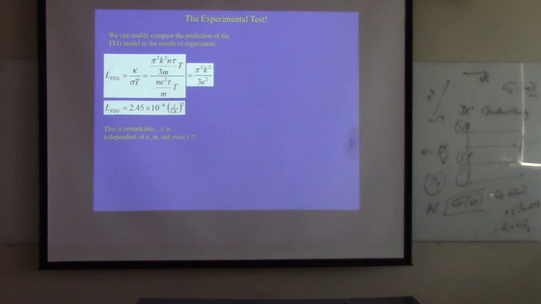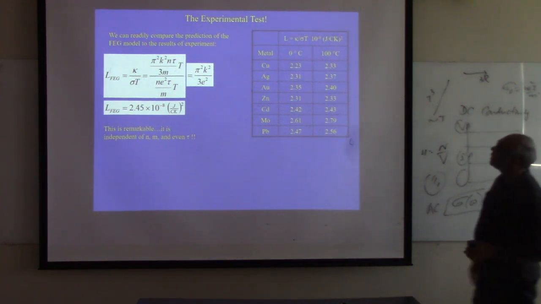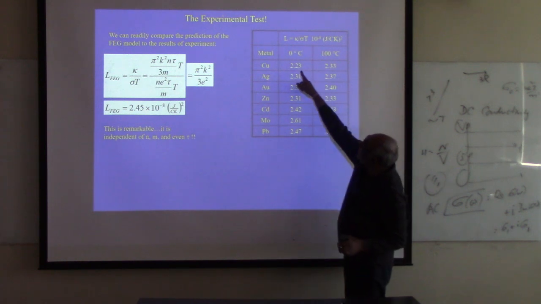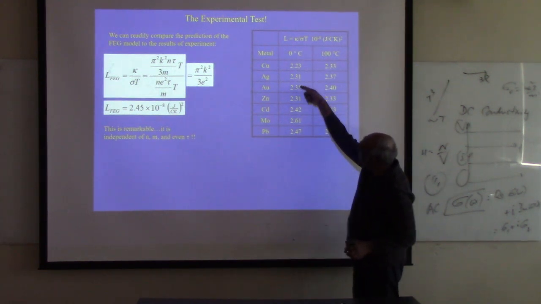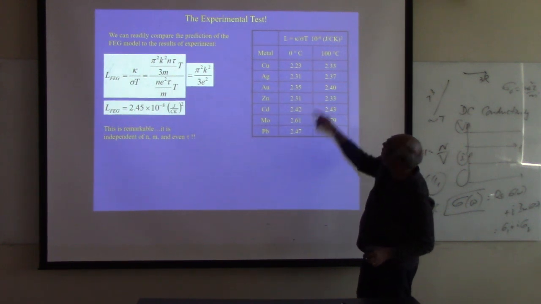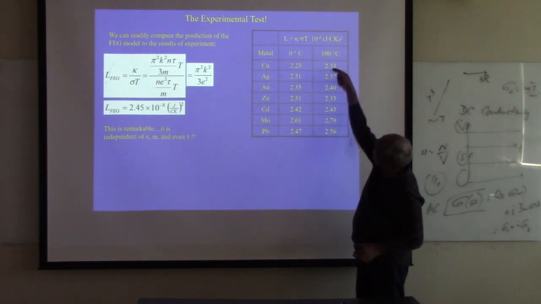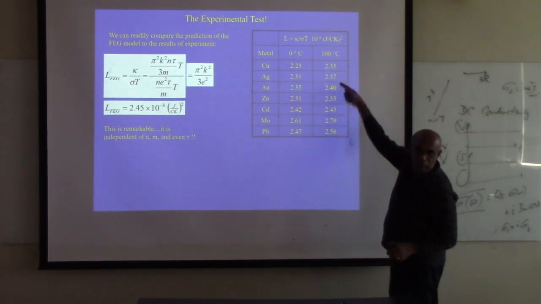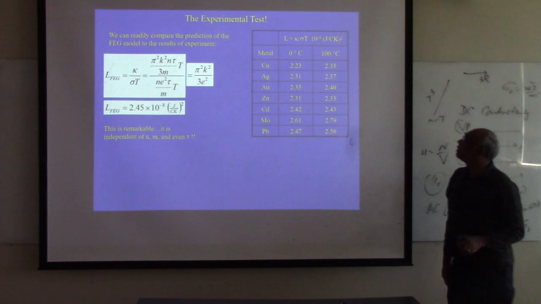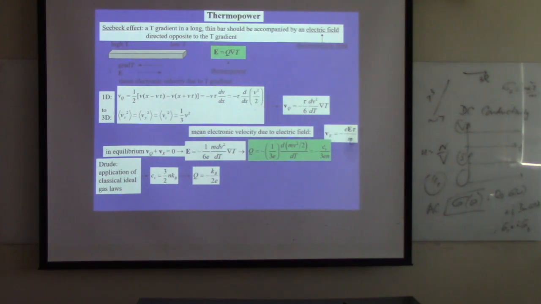Okay, so this is remarkable, right? It's independent of n, m, tau, anything. Here are some of these ratios. You can see at 0 degrees, all these metals have almost the same number, right? Slightly different at 100, see, these two are different, right? But at a given temperature, they are pretty constant. That is the Lorentz number. Okay, so then we talk about the last thing, thermopower.